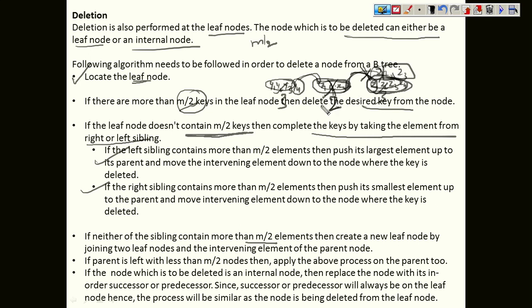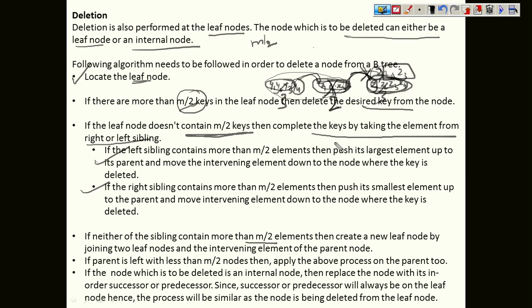So in that case, what is required? We need to do some task. Let's see here. If neither of the siblings contains more than m/2 elements, then create a new leaf node by joining the two leaf nodes at the intervening element of the parent node. So based on the value from the parent, we need to join these two leaves to satisfy the requirement. Either we are going to join this, or we are going to join this. If the parent is left with less than m/2 nodes, apply the process on the parents too.